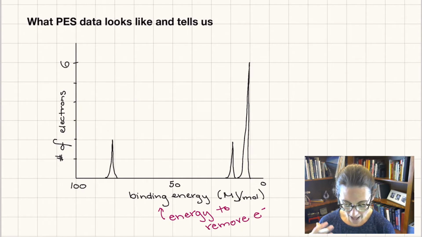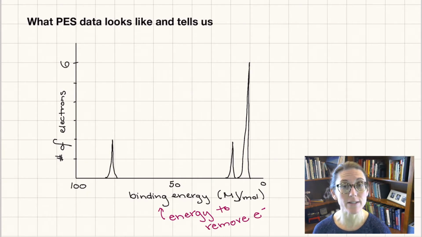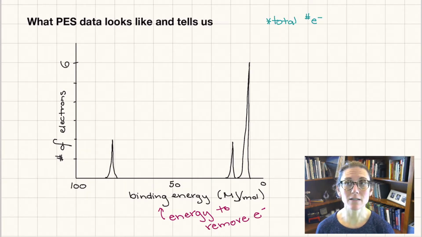And so as I look at this data, I can see a couple of things. First off, I can figure out the total number of electrons that are in this atom. And since I know the total number of electrons and we're working with neutral atoms, the number of electrons has to be equal to the number of protons. So I know how many protons there are and therefore which element this is.